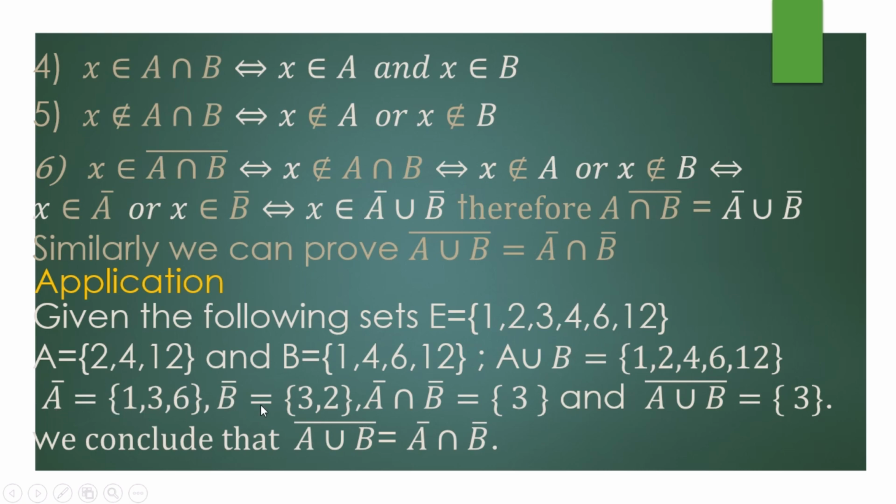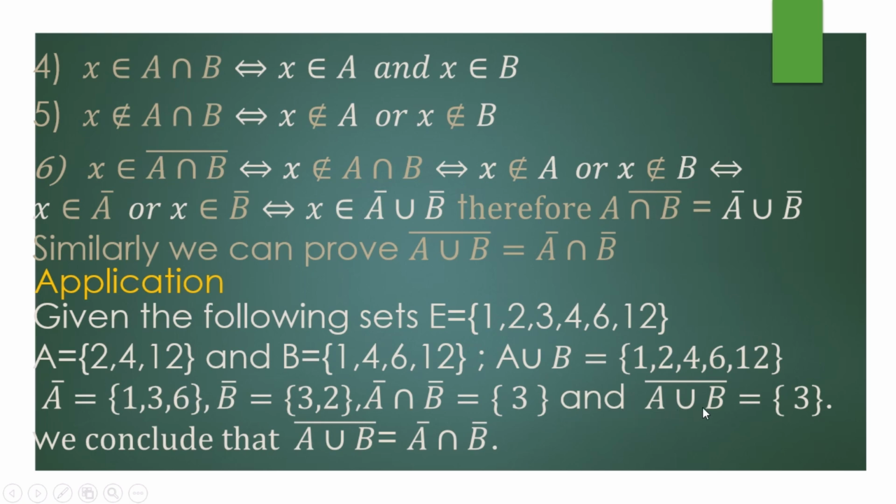This is A bar. B bar, we delete 1, 4, 6, 12 from the set E. We still have 3, 2. A bar inter B bar is 3. The number 3. A bar inter B bar is the element 3.